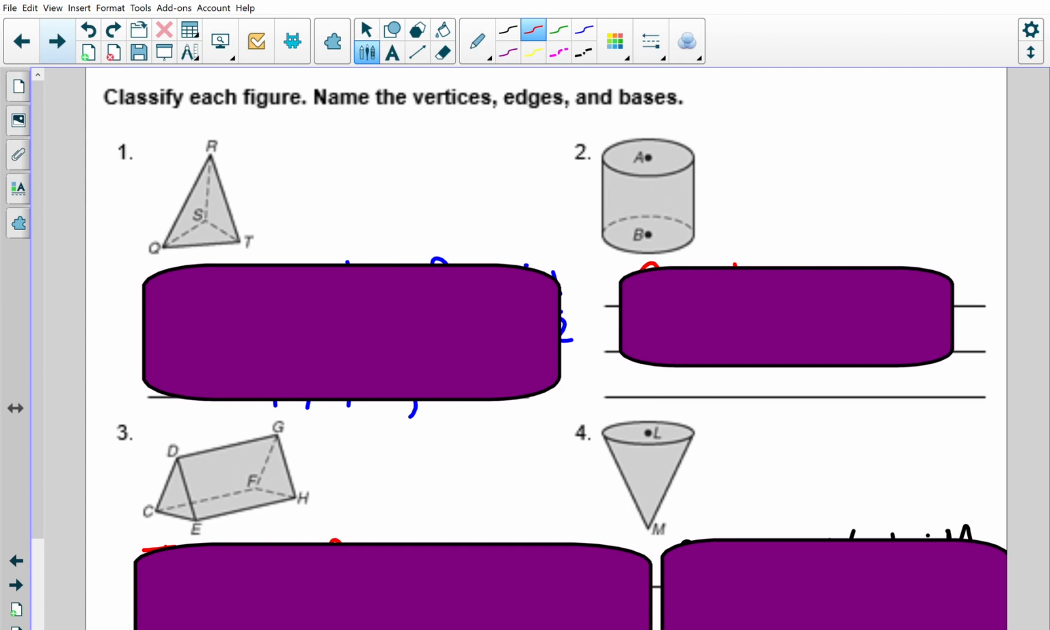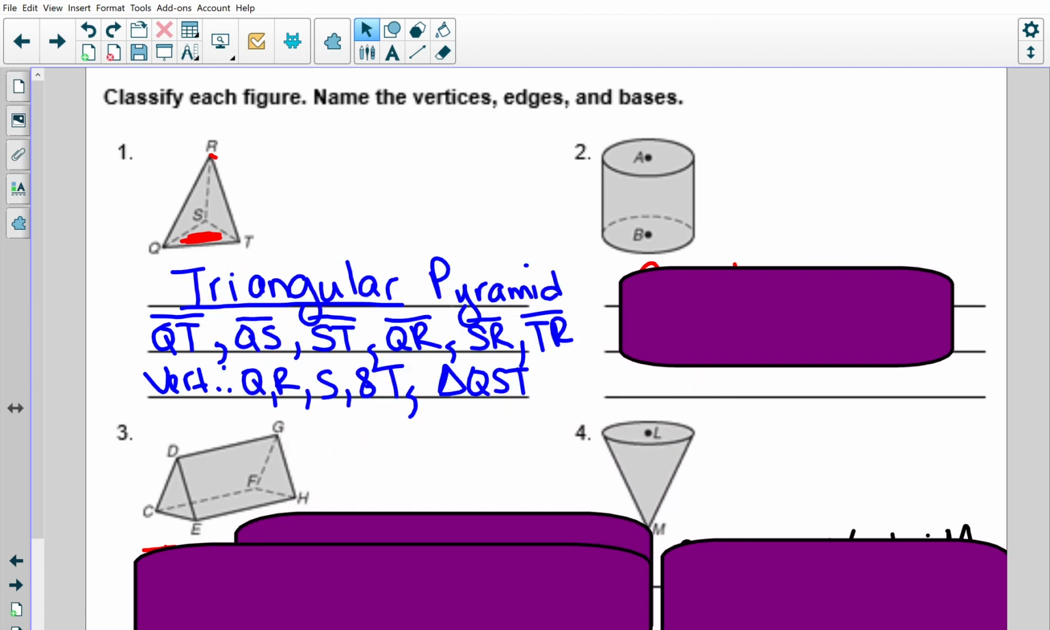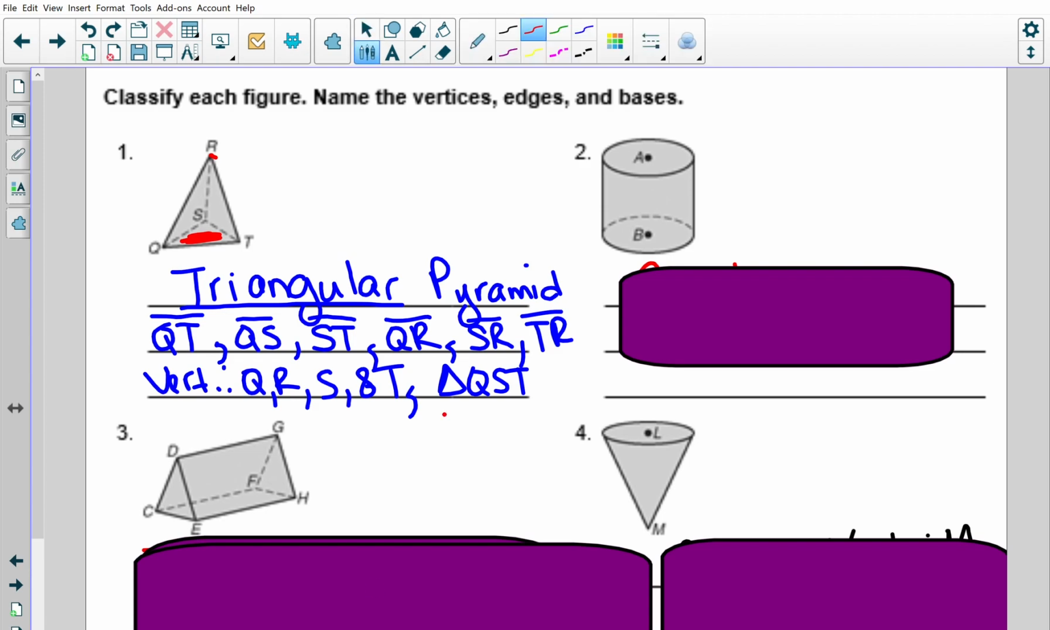Jeez Louise. So they just want classification here. As soon as you see this, what do you see? You see a triangle at the base, and it comes to a point. Therefore, you know it has to be what? A triangular pyramid, right? From the last page. You can see here the vertices, the edges, all that stuff. And the base is triangle QST. That's important. Being able to recognize what the base is very important, as you'll see in the next section.